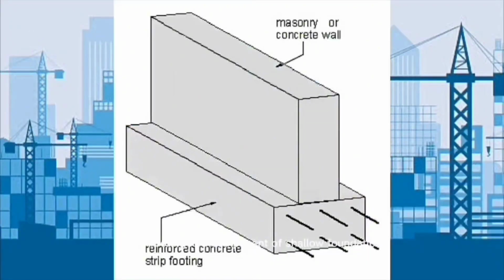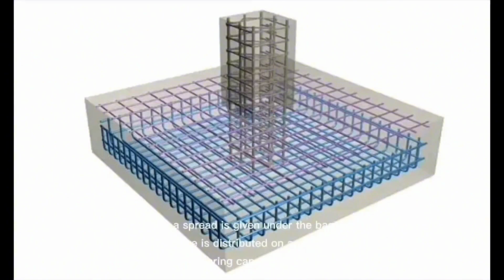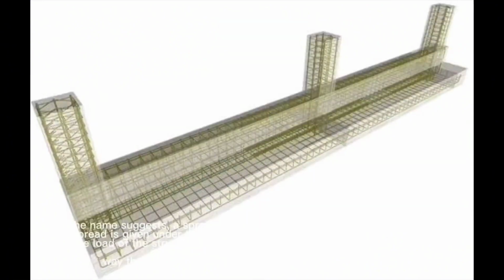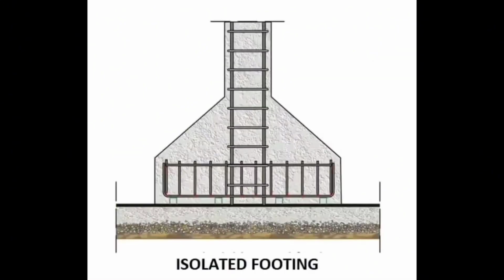Strip footing is a component of shallow foundation, which distributes the weight of a load-bearing wall across the area of the ground. It is also known as wall footing. This type of footing is commonly used as foundations of load-bearing walls where the soil is of good bearing capacity. As the name suggests, a spread is given under the base of the foundation so that the load of the structure is distributed on a wide area of the soil in such a way that the safe bearing capacity of soil is not exceeded.